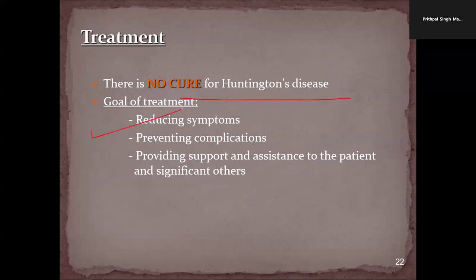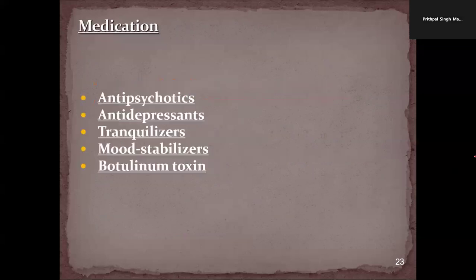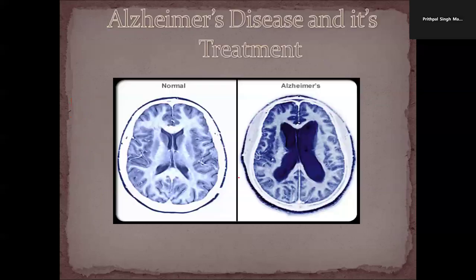The goal of the treatment is to relieve symptoms, to prevent complications, and to provide support and assistance to the patient and significant others who might be affected by it. The various medications that could be used are antipsychotic drugs, tranquilizers, mood stabilizers, and botulinum toxin.